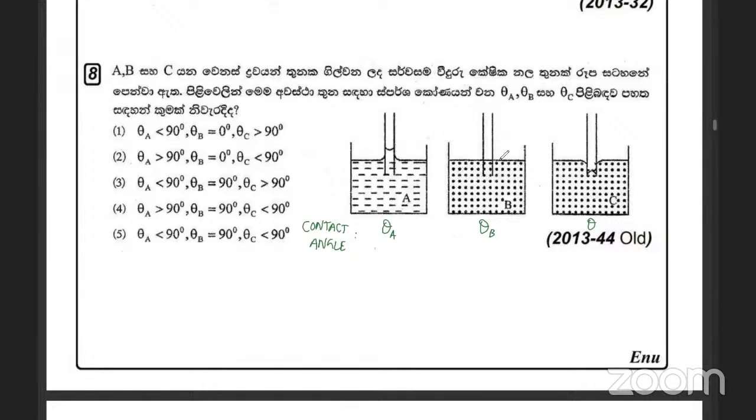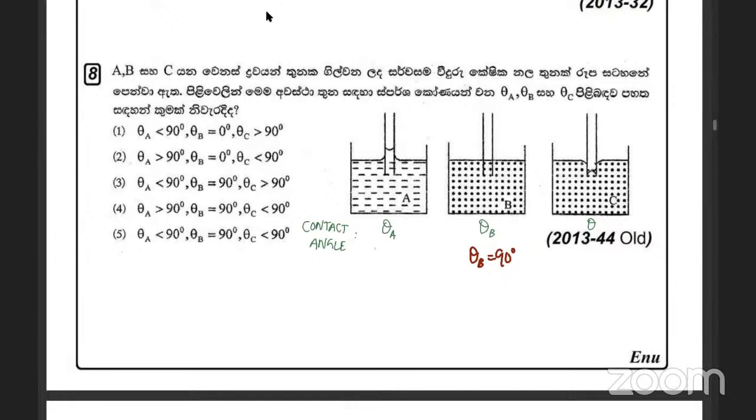When there is no capillary rise and it is looking flat like this, what is theta? Your theta B is definitely equal to 90. Theta B is 90, not 0. 0 means it will be a perfect hemisphere.